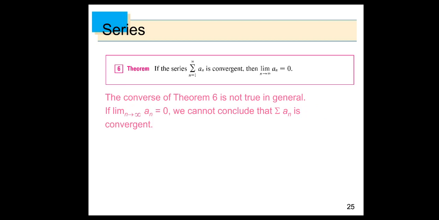So theorem 6 says that if the series sigma a sub n, where n equals 1 and goes to infinity, is convergent, then the limit of a sub n, where n approaches infinity, is equal to 0. The converse of theorem 6 is not true in general, all right? Because if the limit of a sub n is equal to 0 as n approaches infinity, we cannot conclude that sigma a sub n is convergent, right?